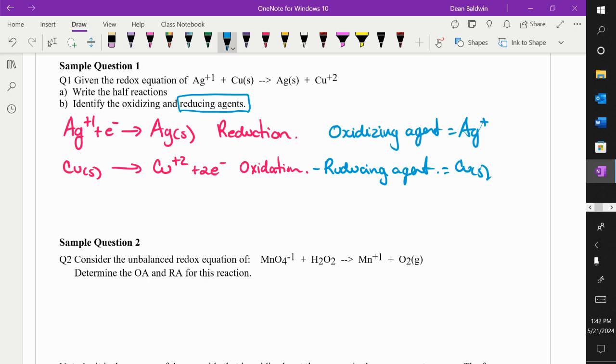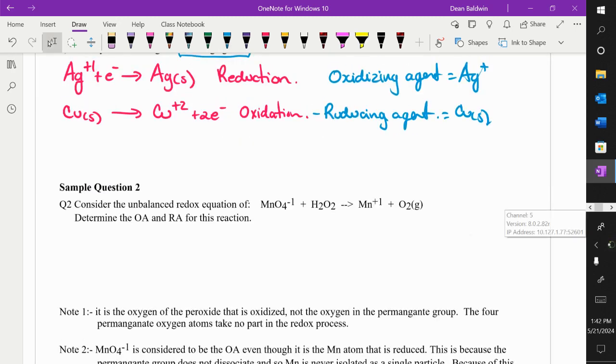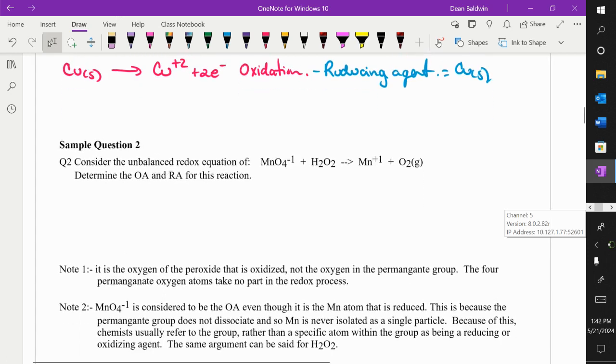Okay? So the thing that is oxidized is the reducing agent because it gives up electrons. The thing that is reduced is the oxidizing agent because it accepts those electrons. Again, we're not worried about balancing right now. All right, last one for today.